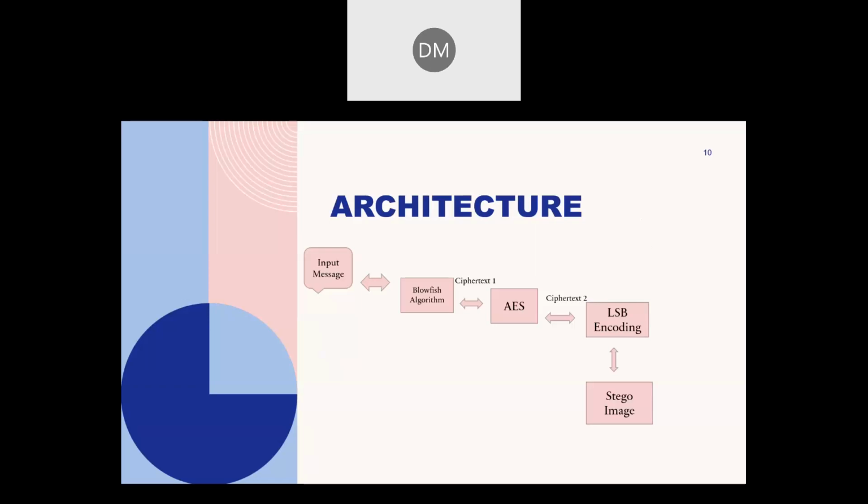So now this ciphertext 2 was fed as an input to this LSB encoding, which gives us the stego image. So this is the final ciphertext we are considering with three levels of security. Coming to the decryption process, it is the same thing. First the LSB decoding is done on the stego image, and then it is fed to AES for decryption, and then the Blowfish algorithm, which gives us back the original message.